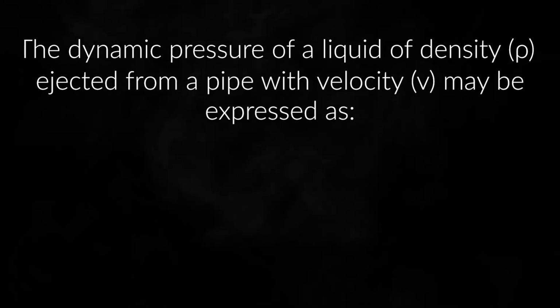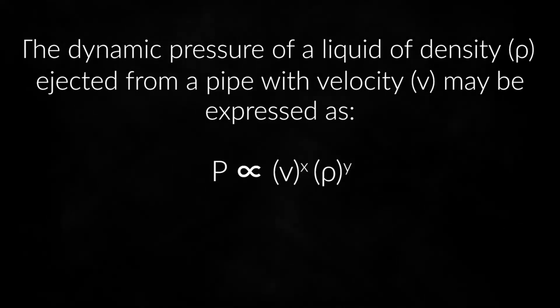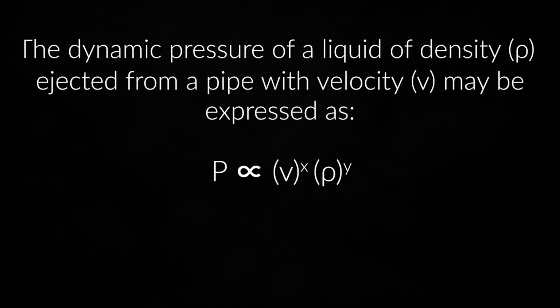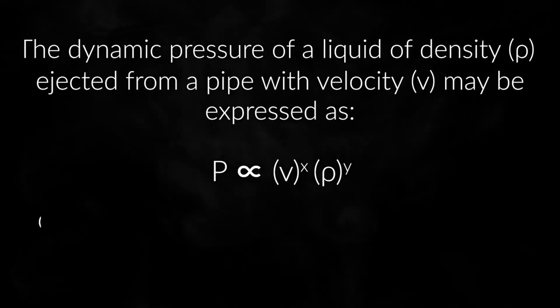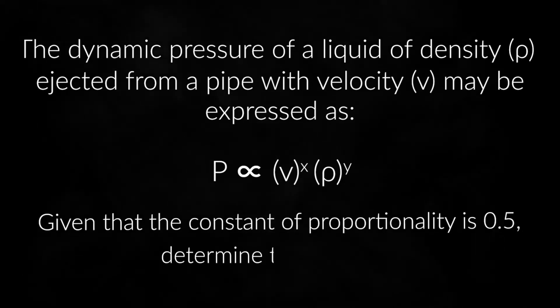So for example, say I have a statement which says the dynamic pressure of a liquid of density rho ejected from a pipe with velocity v may be expressed as pressure P is proportional to velocity v to the power of x times rho to the power of y. Given that the constant of proportionality is 0.5, determine the equation.